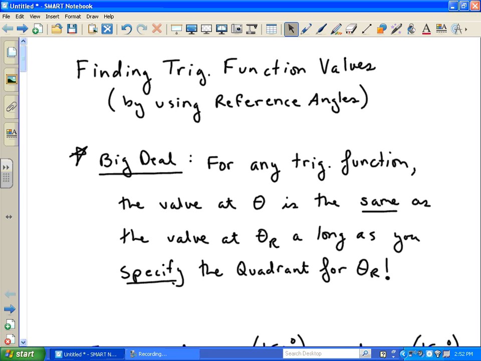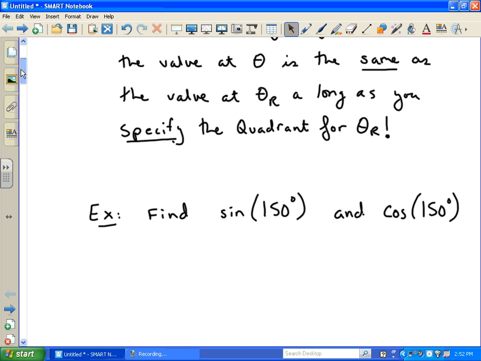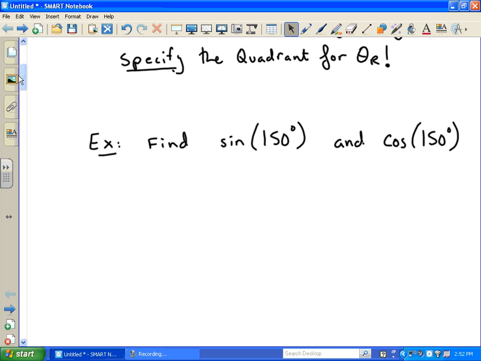Okay? Now there's a big deal having to do with reference angles. For any trig function, the value at theta, the original angle, is the same as the value at theta sub r, the reference angle, as long as you specify which quadrant theta sub r is located. Let me show you an example. Let's say that I would like to find the sine of 150 degrees and the cosine of 150 degrees.